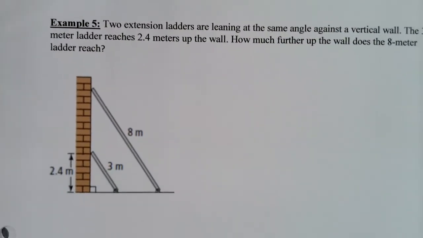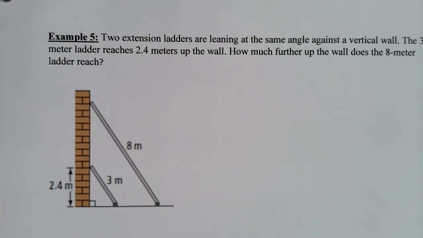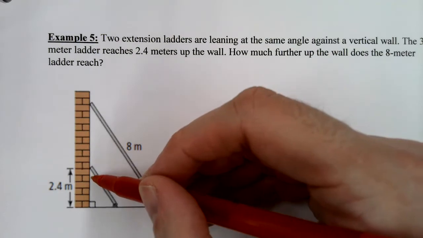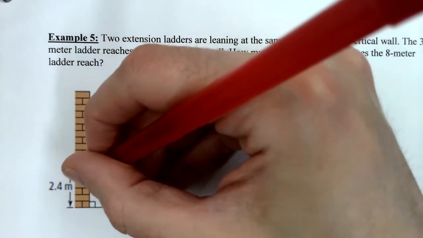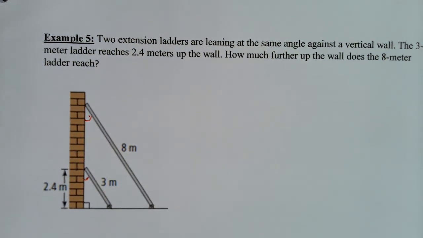Two more. Two extension ladders are leaning at the same angle against a vertical wall, okay? So again, they're leaning at the same angle, so it means that this angle is congruent to this angle. And both triangles have this right angle, so angle similarity again. Just like the last one was also angle similarity. But, here we go.